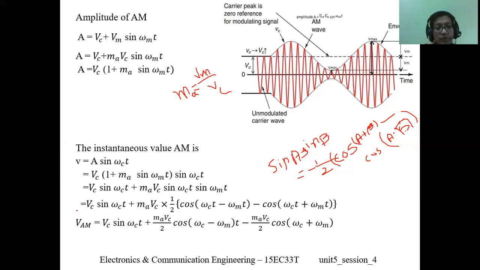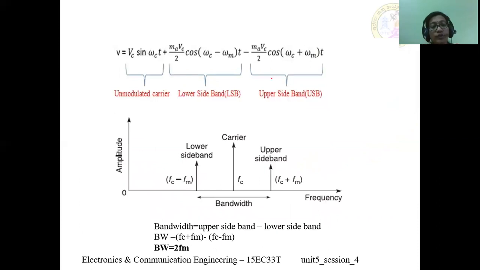The instantaneous value of the envelope, the amplitude of the AM signal, we can write as Vc sin ωct plus MaVc by 2 cos (ωc minus ωm)t minus MaVc by 2 cos (ωc plus ωm)t. So finally we have the equation, the mathematical representation of an AM signal, which we can represent like this.